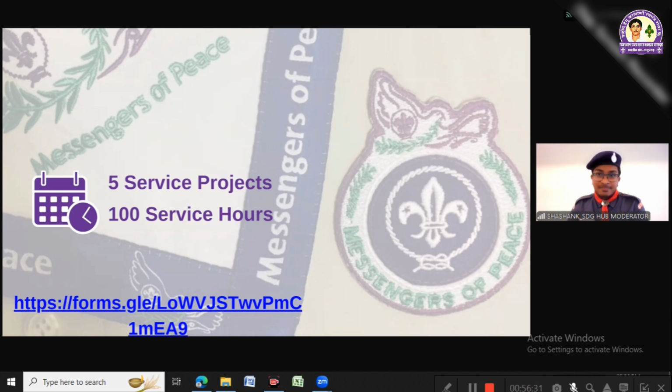The link to the form where you can actually apply for your Messengers of Peace ring badge is on the screen. After this, you will be securing an interview and a project verification call, which will in turn see what you as an individual have done for sustainable development goals, what is your learnings, and how you have been able to create an impact on the society. After all of this is when you will be eligible to receive the Messengers of Peace ring badge.